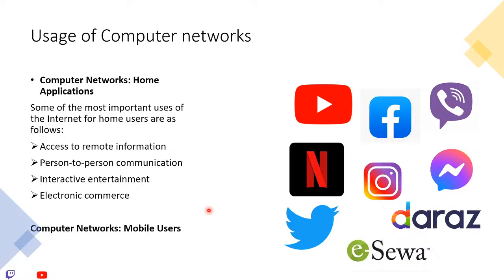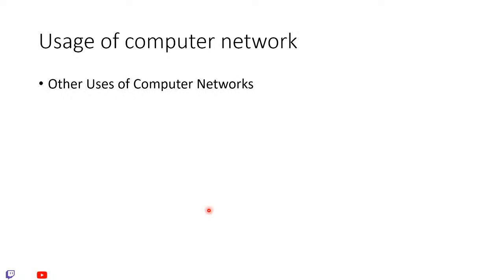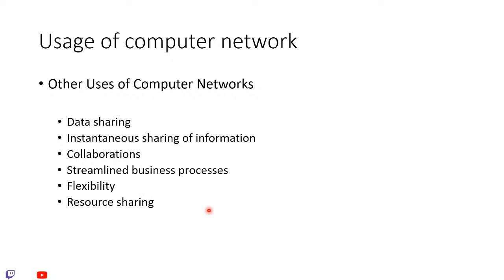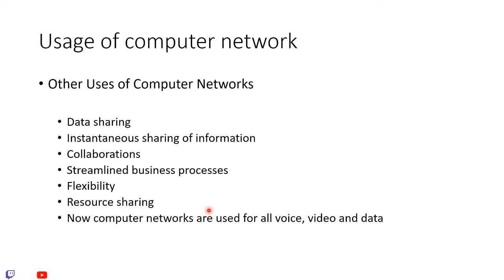Now, what are the other uses of computer network? The first one is resource sharing or data sharing, instantaneous real-time sharing of information, messaging, collaboration, streamlined business processes, flexibility, resource sharing. Now computer networks are used for all voice, video, and data.